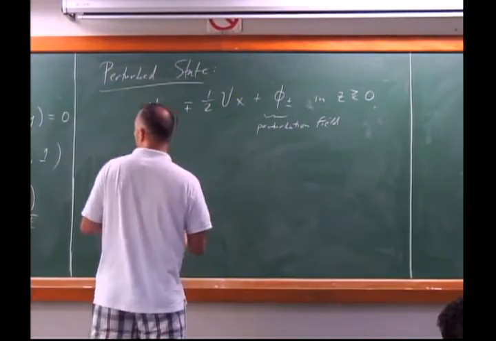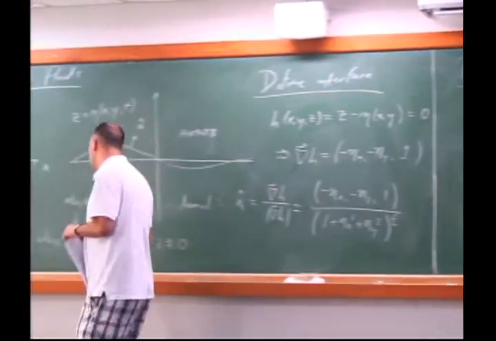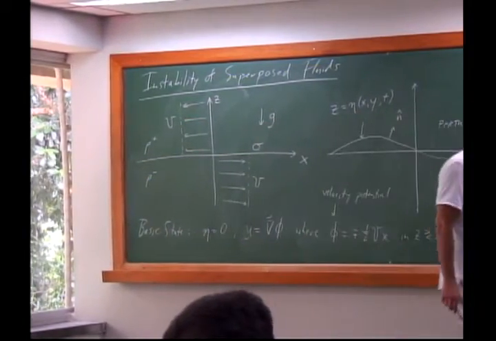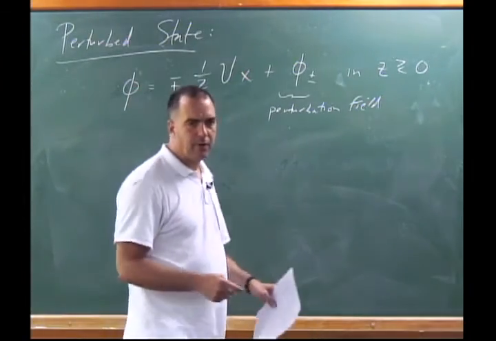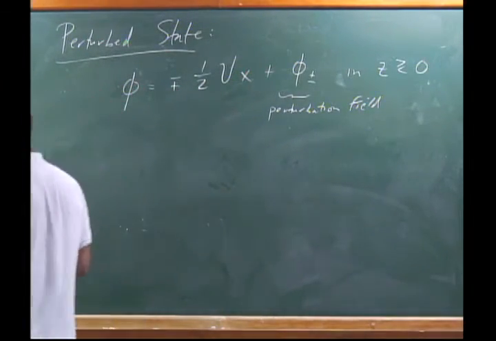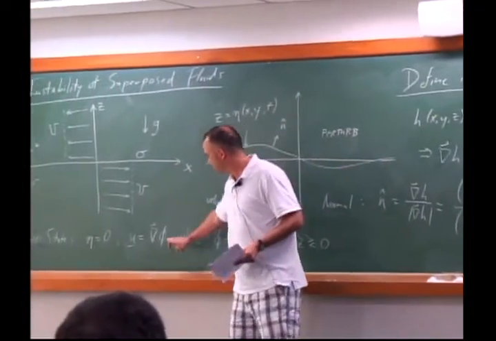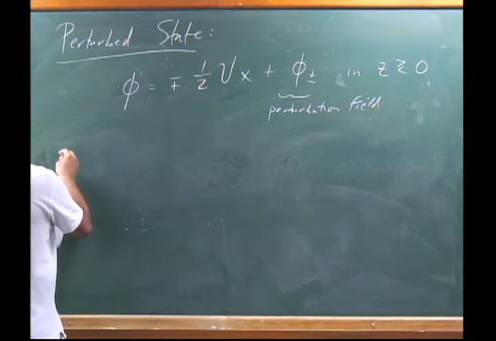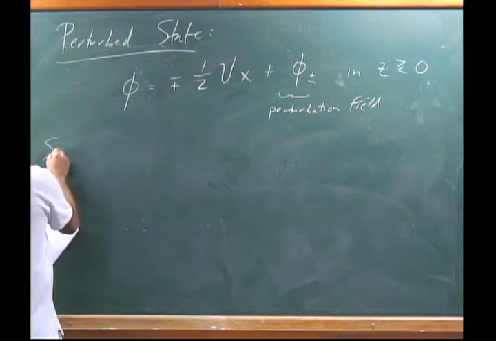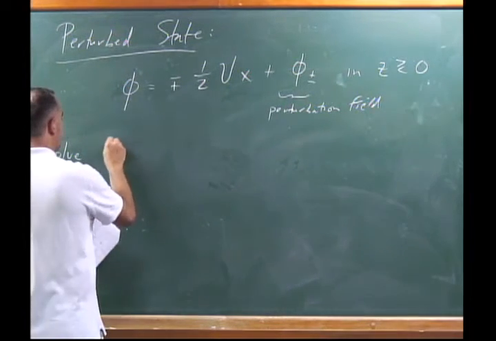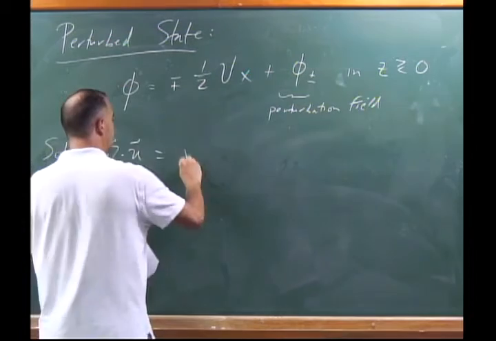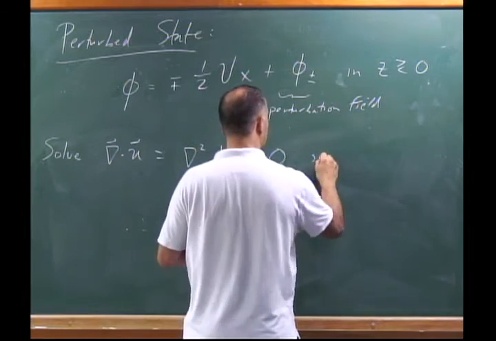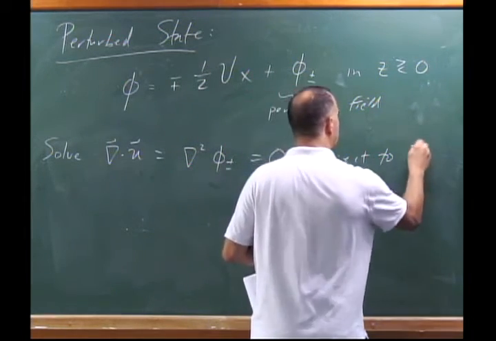Okay, so if it's a potential flow, so if you can express the velocity as the gradient of a scalar, we know that from continuity, the divergence of the velocity has to vanish, so the velocity potential has to satisfy the Laplacian. The Laplacian of the velocity potential has to be 0. Okay, so we have to solve that, subject to the boundary conditions.